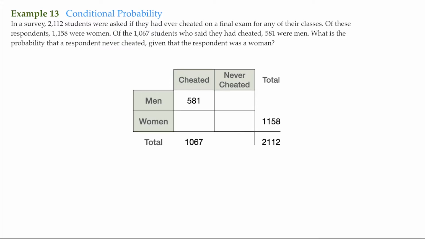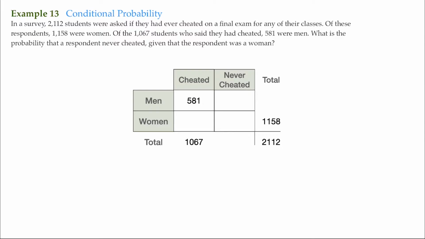So this example states, as we continue with conditional probability: in a survey, 2,112 students were asked if they had ever cheated on a final exam for any of their classes. Of these respondents, 1,158 were women. Of the 1,067 students who said they had cheated, 581 were men. What is the probability that a respondent never cheated, given that the respondent was a woman?